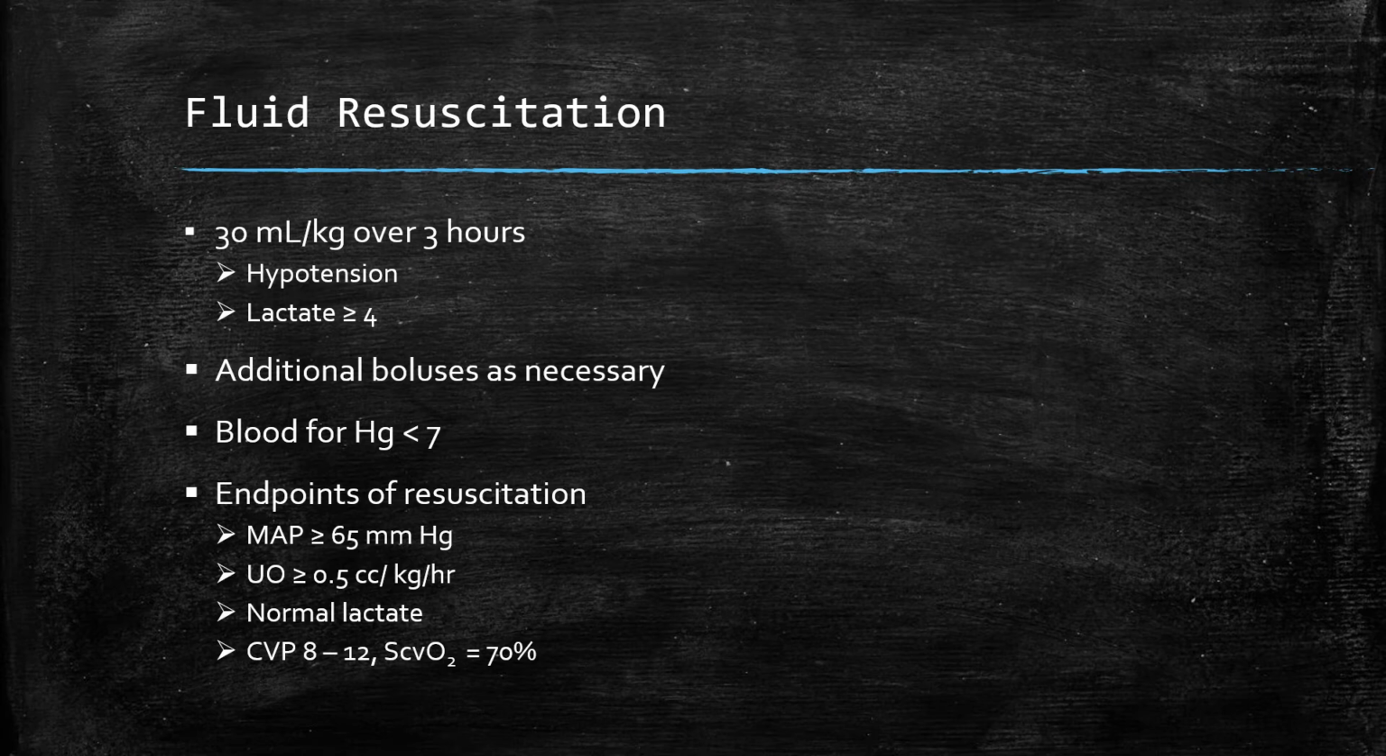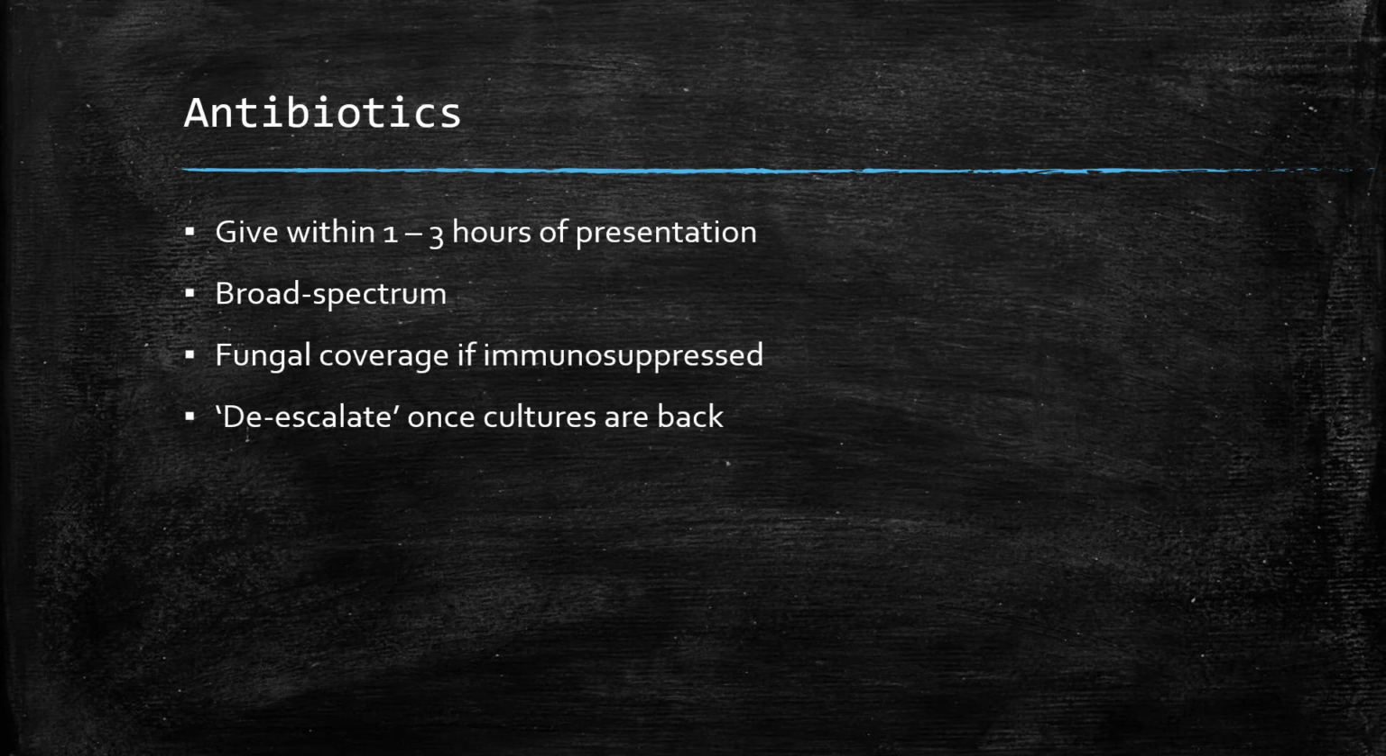There are multiple different endpoints for a successful resuscitation. Some of the common ones are a mean arterial pressure greater than 65 millimeters of mercury, a urine output greater than a half a cc per kilogram per hour in an adult, a normal lactate level, a CVP between 8 to 12, and a central venous oxygen saturation of 70%.